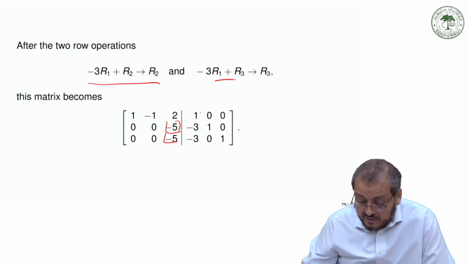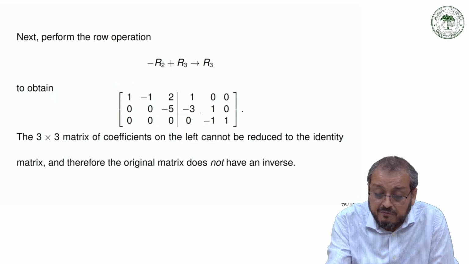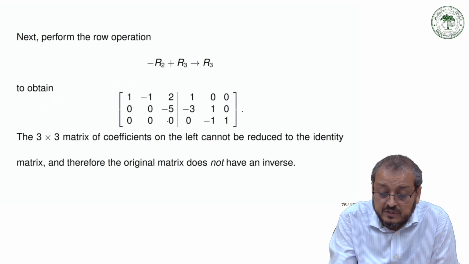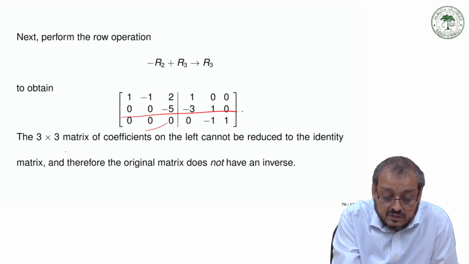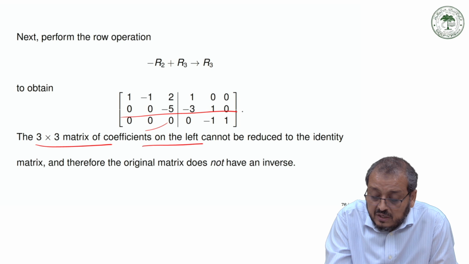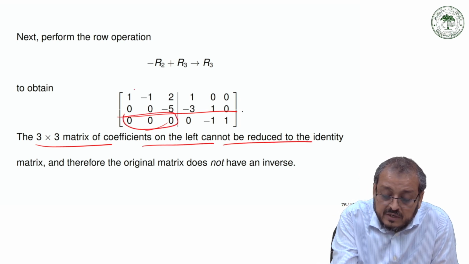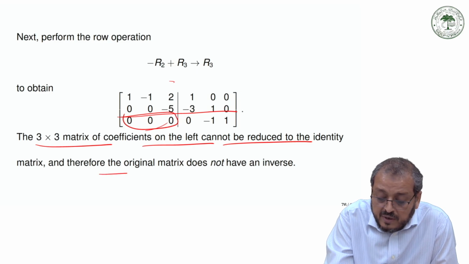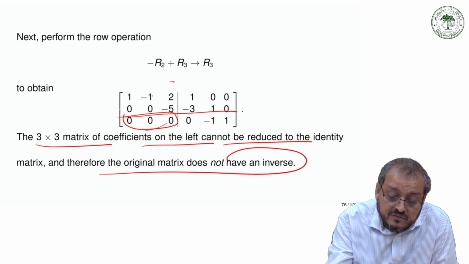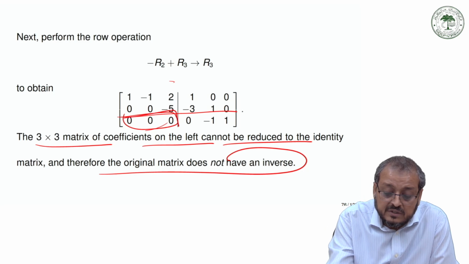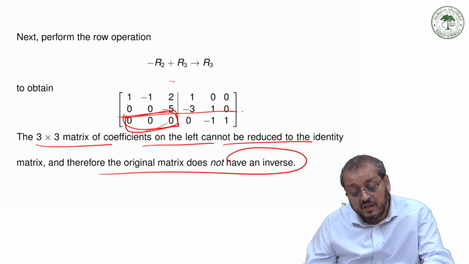We have to divide this, which is equal to minus 1 by 5, and next we just take it into this form, and then you can see the last row is a 3 by 3 matrix coefficient. On the left it cannot reduce to the identity, this cannot be reduced to an identity matrix. If it is not reduced to an identity matrix, then the original matrix does not have an inverse. This means we can say that this matrix cannot be reduced to the form of an identity matrix.